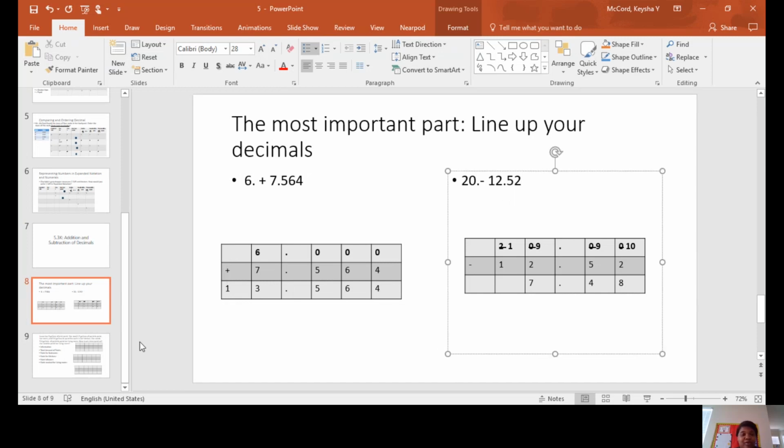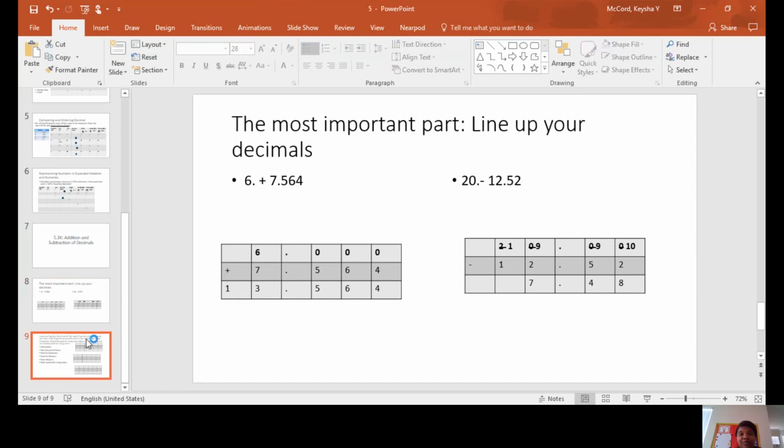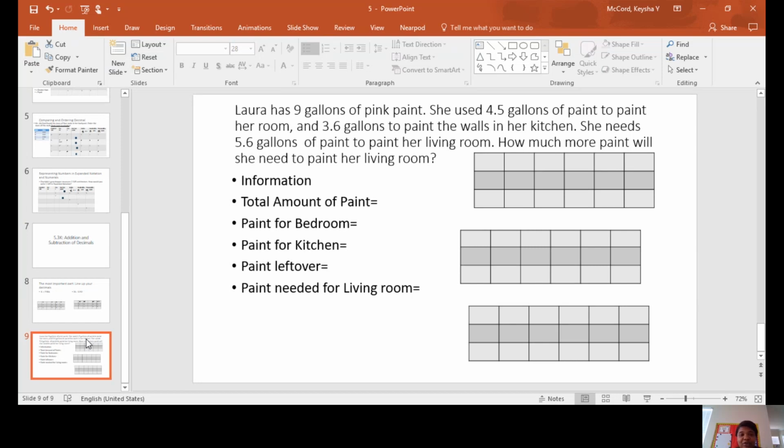Now let's look at a word problem. Like I said earlier, we'll be doing multi-step word problems. So let's just jump into it, okay? Laura has 9 gallons of pink paint. She used 4.5 gallons of paint to paint her room and 3.6 gallons to paint the walls in her kitchen. She needs 5.6 gallons of paint to paint her living room. How much more paint will she need to paint her living room?